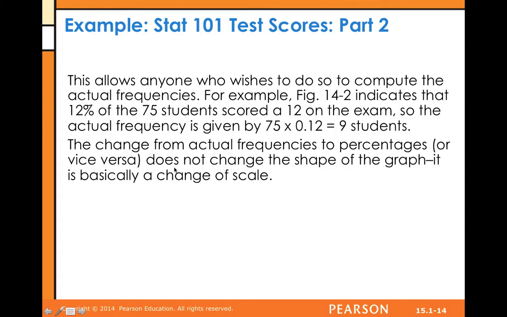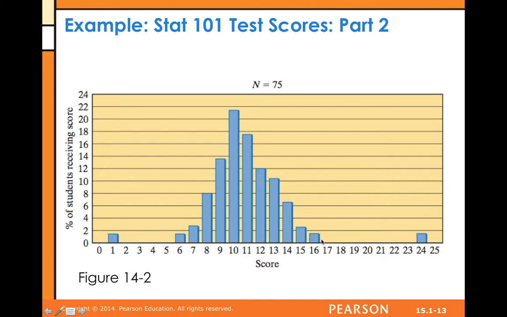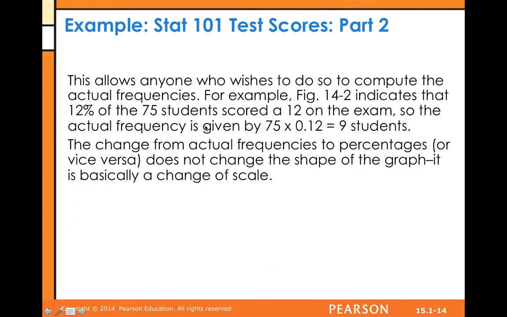So as it says here, figure 14.2 indicates that 12% of the 75 students scored a 12. Right? So here's 12, and the bar has height 12. So 12% got a 12. So if you take 12% of 75, that's 9. So you can actually recover the raw data back, and you can now figure out that 9 students got a 12.